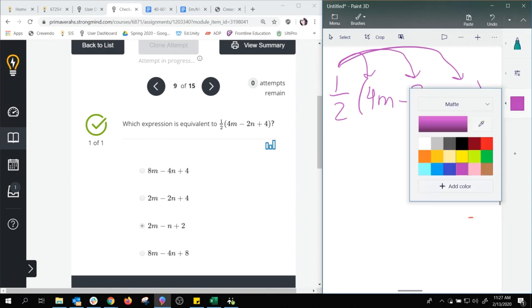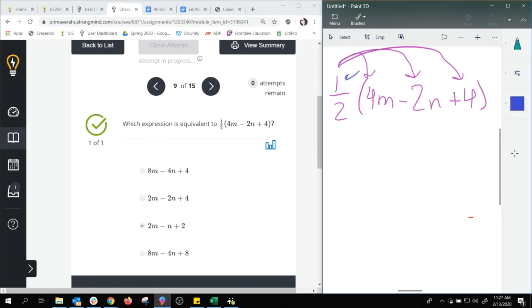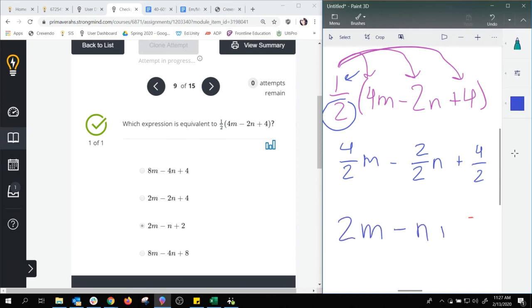Anytime you have a fraction that has a 1 in the numerator, so a 1 up top, all you have to do is divide each of your numbers by the number in your denominator. So essentially what I'm doing to each one of these is dividing each number by 2. So I would have 4 divided by 2 for 2m, 2 divided by 2 for n, 4 divided by 2. So this gives me 2m minus n plus 2.